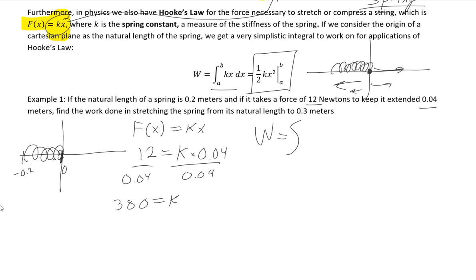I'll use the integral. If we want to stretch it to 0.3 meters, that means we want to stretch it an additional 0.1 meters past where it is naturally. So that means we're considering a distance from 0 to 0.1 of k, where k is 300, x dx, or 150 x squared from 0 to 0.1.